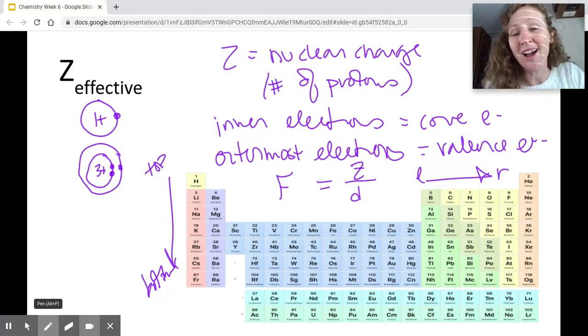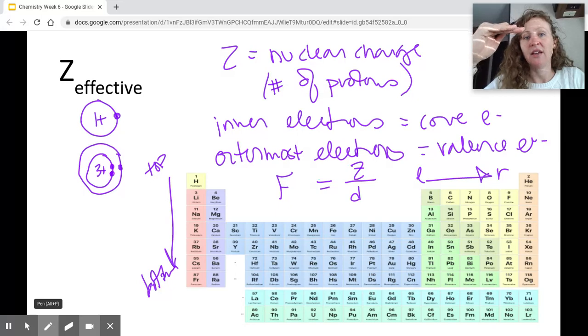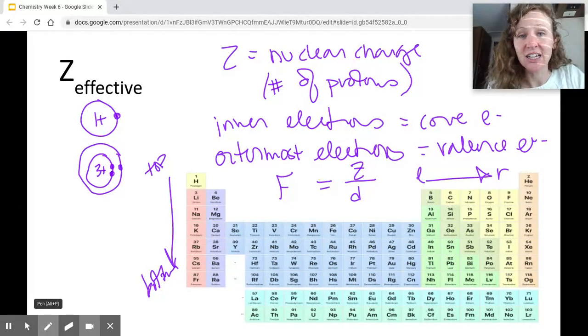So why? That is the question that we want to look at today. Why is increasing distance more of an effect? Why does it have more of an effect than increasing protons when we're looking top to bottom in a family? And the key here are those core electrons.